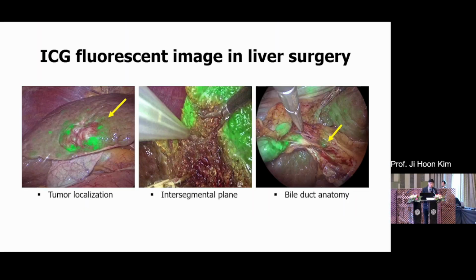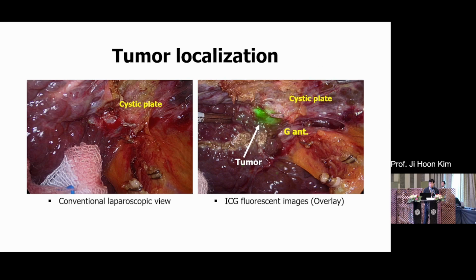ICG fluorescence imaging in liver surgery is very useful for tumor localization, anatomic plane, and bile duct anatomy. The conventional laparoscopic view shows a cirrhotic liver. We cannot identify the tumor location, but with ICG fluorescence images, you can identify the exact tumor location like this. So it is very helpful for tumor resection.